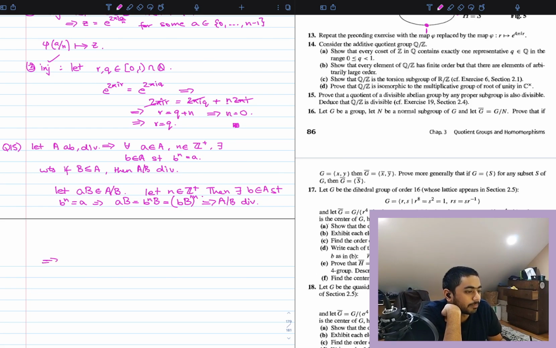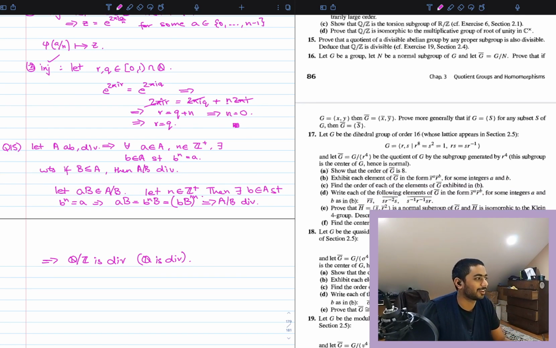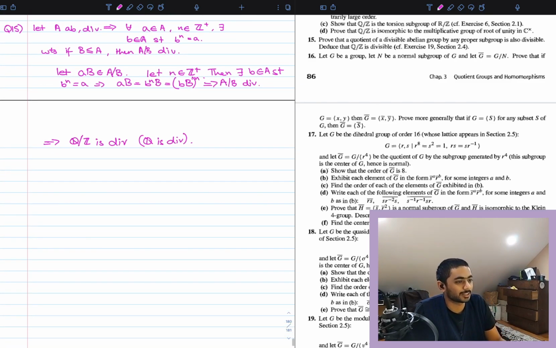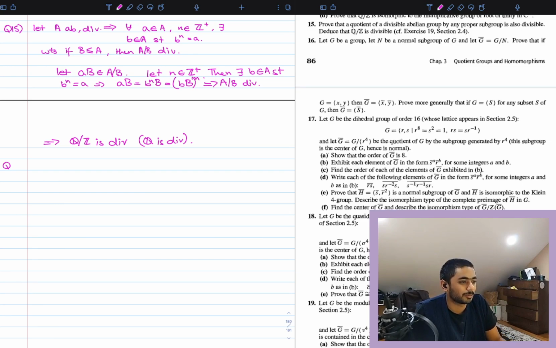And that's why Q mod Z is divisible, because in a previous section we had shown that Q is divisible. Again, I remember doing this when I was learning about homological algebra, I remember having to show that Q mod Z is divisible. I just don't remember how divisibility relates to homological algebra anymore. This was only a few months ago. My memory is not good.